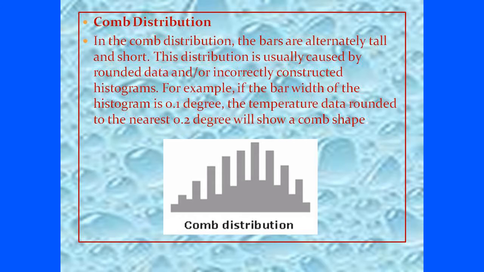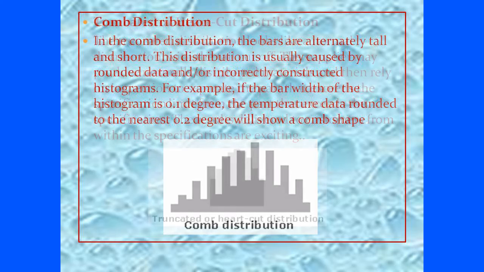Next is the comb distribution. In the comb distribution, the bars are alternately tall and short. The distribution is usually caused by rounded data and/or an incorrectly constructed histogram. Let's take an example. If the bar width of the histogram is 0.1 degree, temperature data rounded to the nearest 0.2 degree will show a comb shape.